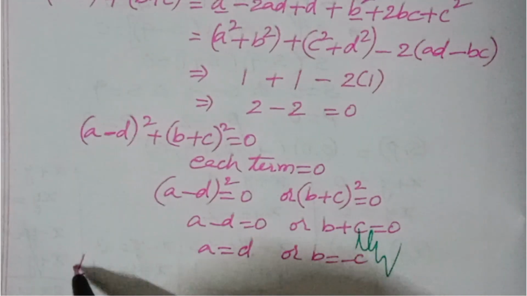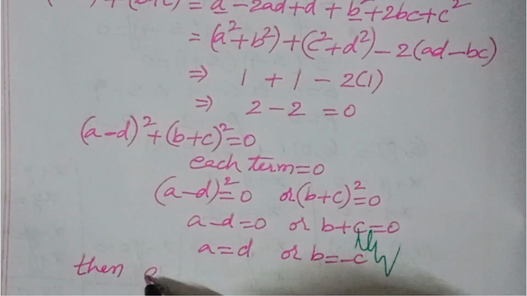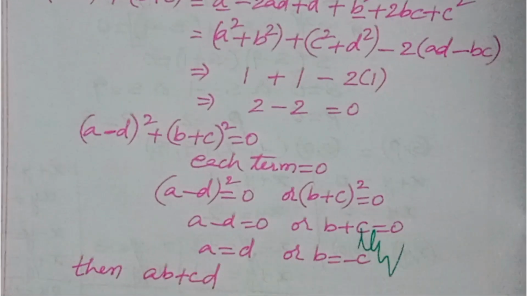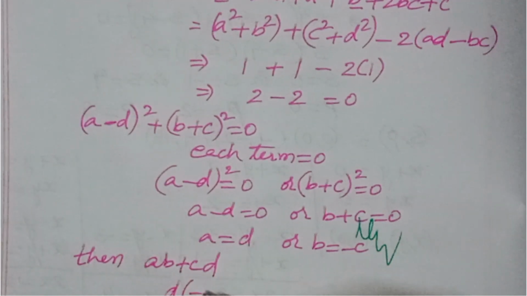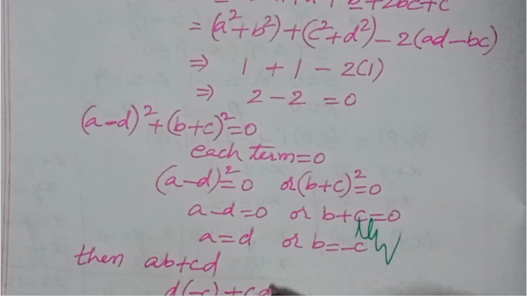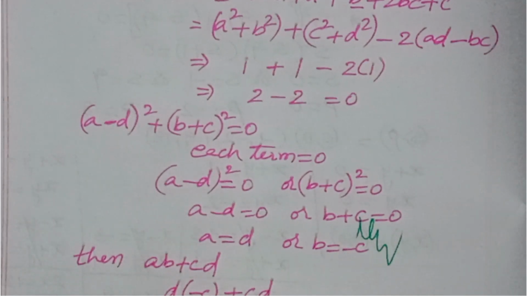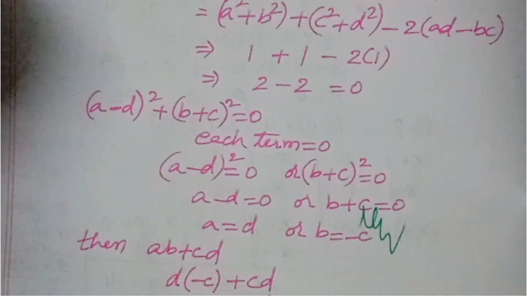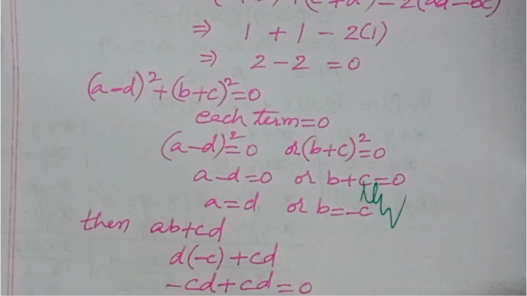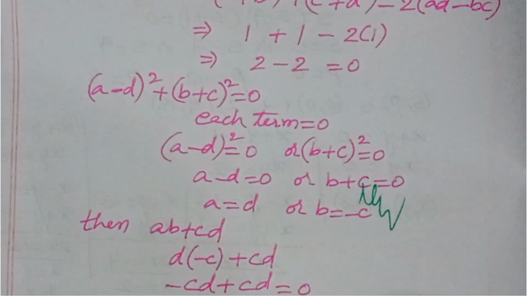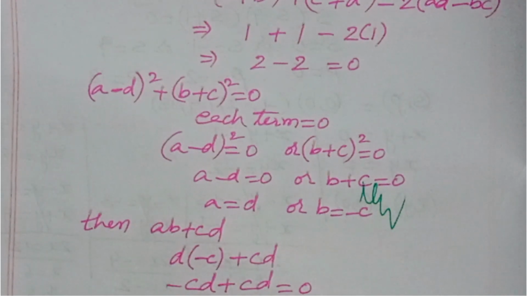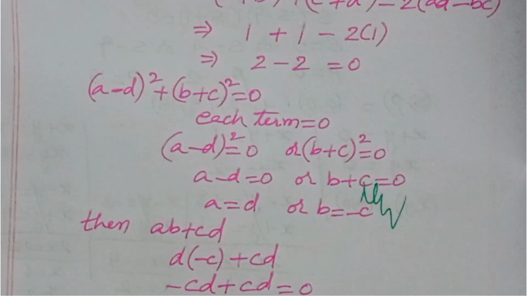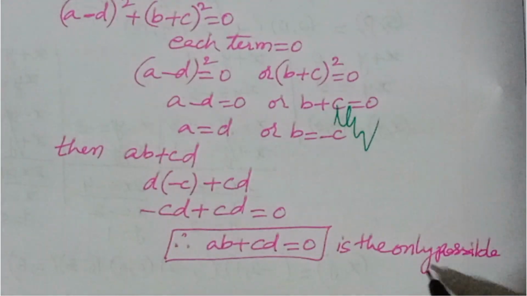Now here you have to find the possible value of AB plus CD. So if you substitute the values here, A value D, B value minus C, plus CD, you will get minus CD plus CD, which is 0. Therefore, AB plus CD value is 0. This is the only possible solution.